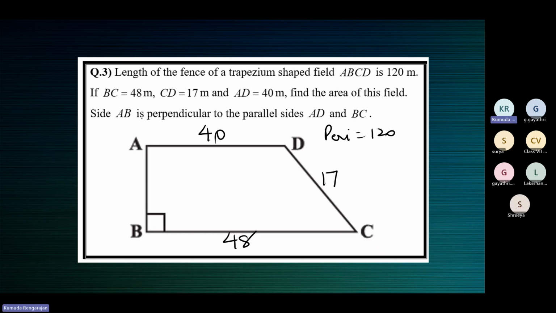It's given that side AB is perpendicular to the parallel sides AD and BC. So which are the parallel sides? AD and BC are the parallel sides. And AB is perpendicular to the parallel sides. So, given the perimeter, you have to find the area of the trapezium, the area of this field.